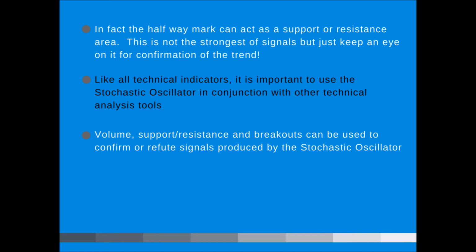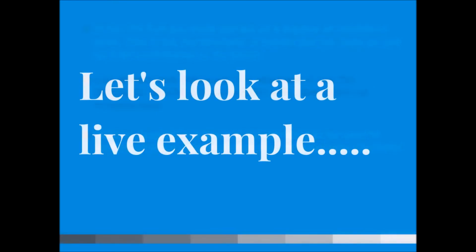Like all technical indicators, it is important to use a stochastic oscillator in conjunction with other technical analysis tools. Volume, support resistance, and breakouts, etc. can be used to confirm or refute signals produced by the stochastic oscillator. So basically keep an eye on the oscillator, but don't base your trades on it. It's such an easy thing to look at and get a quick idea of the market that you can easily focus on it too much and base your trading decisions on it. That would be the wrong move.